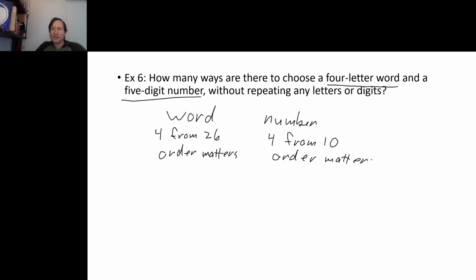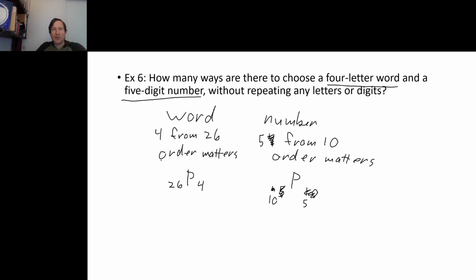For both of these, we can express the number of possibilities using n permute r. For the word, we have 26 possibilities, and we're choosing 4 to put in order, so it's 26 permute 4. For the number, we're choosing 5. This should be 5 right here, not 4. We're choosing 5 digits from among 10 digits. I've got these backwards. This would be 10 permute 5.